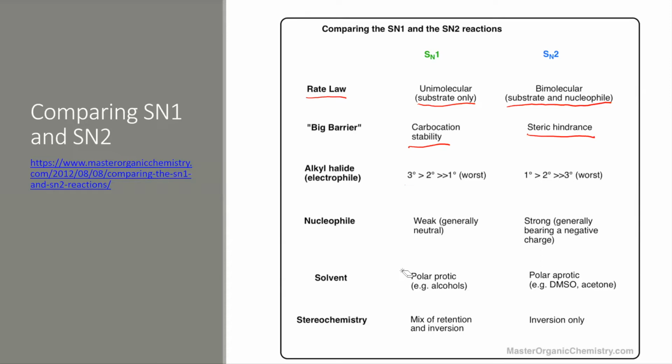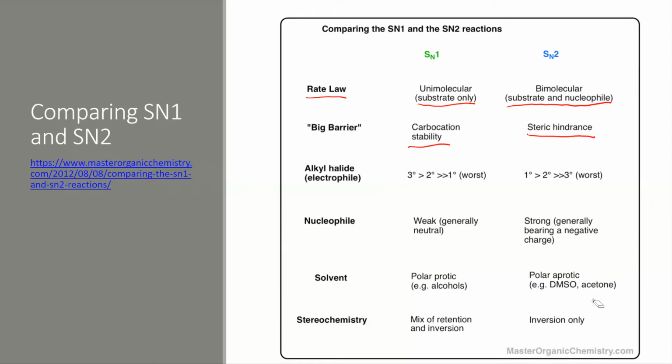For SN2 reactions, we're actually going to see things that are still polar but aprotic. This is something that does not have an available proton. Normally you would think of this as potentially an acidic proton on the solvent. So things like DMSO or acetone are good SN2 solvents. So again, if you see these solvents, you're usually doing an SN2 reaction.